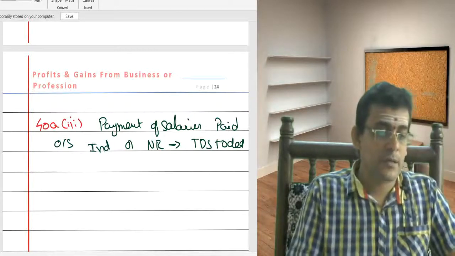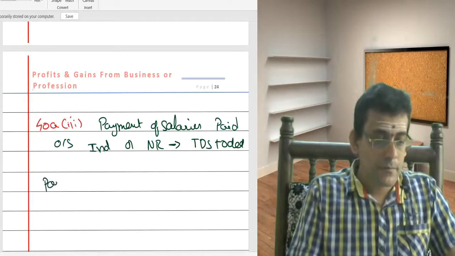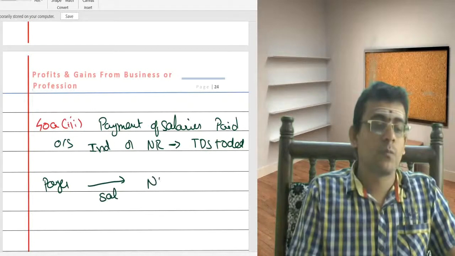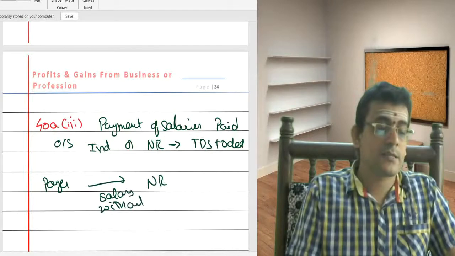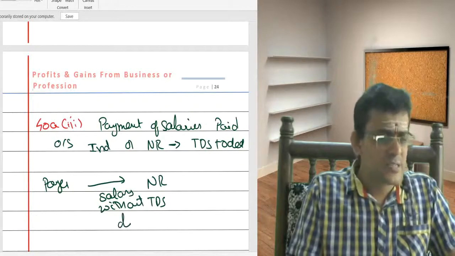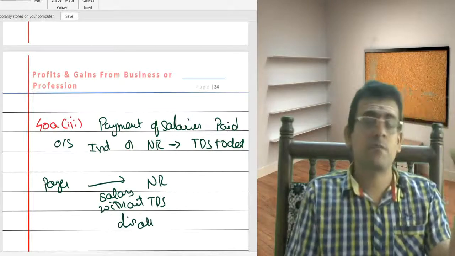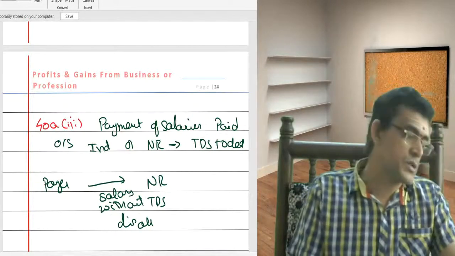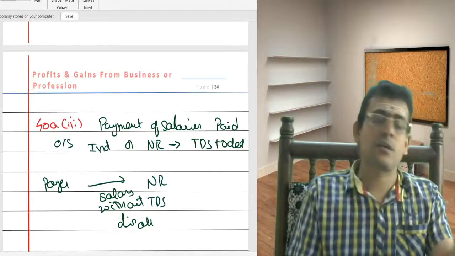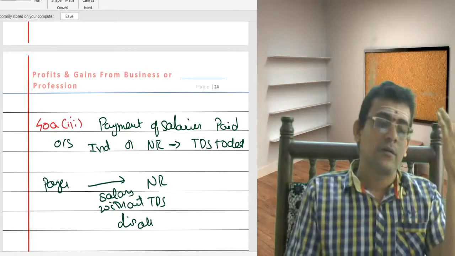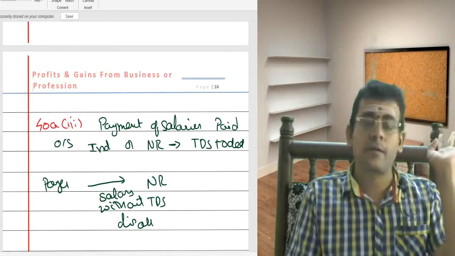So ultimately, what is happening here? The payer is making payment of what? Salary. To whom? Non-resident. How is the salary paid? Without deduction of TDS. Then what does 40A subsection 3 say? Disallows. That's the simple case. Same as 40A subsection 1A. 40A subsection 1A says whenever you are making payment to a non-resident outside India or within India without deduction of TDS, disallow. Whenever you are making payment of salaries to a non-resident outside India or within India without deduction of TDS, disallow. That's what 40A subsection 3 speaks about.